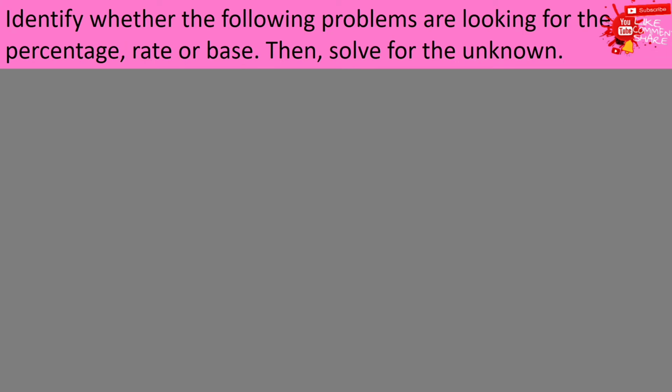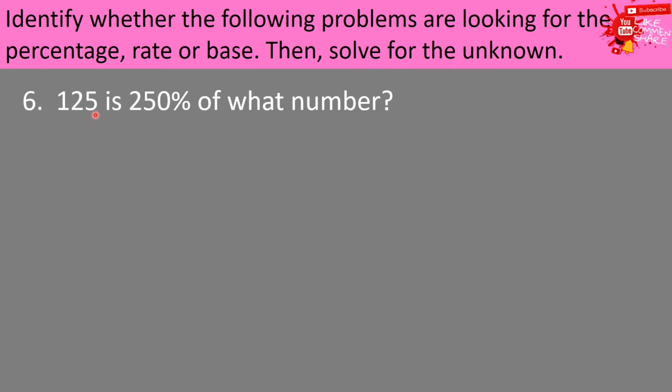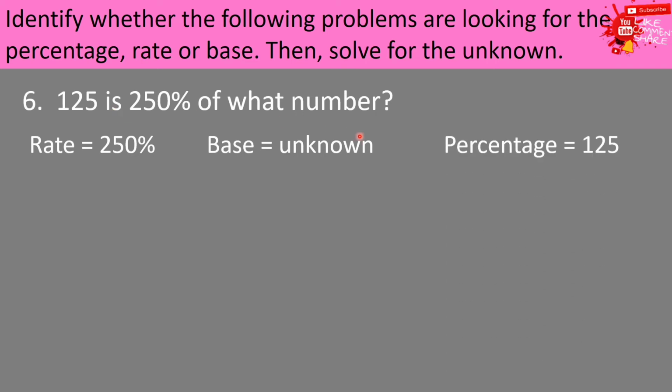Let us have example number 6. So, we have here 125 is 250% of what number? So, automatic, we have here the percent sign, so 250% is our rate. Then, we have here of what number? So, this is the unknown at katabi siya ng word na of. So, therefore, ang base natin yung unknown. And we have here 125, siya yung katabi ng is. So, yung percentage natin ay 125.